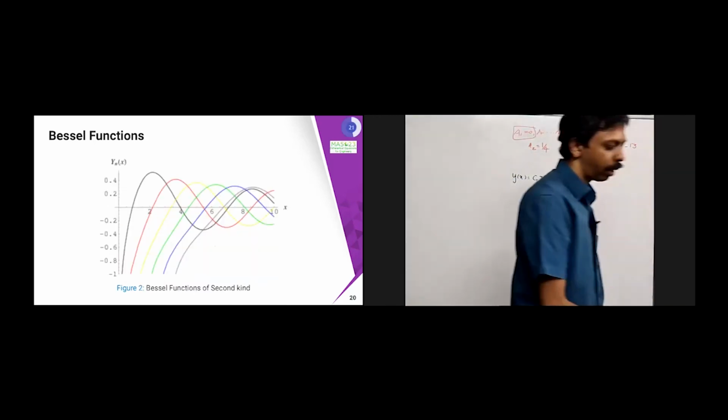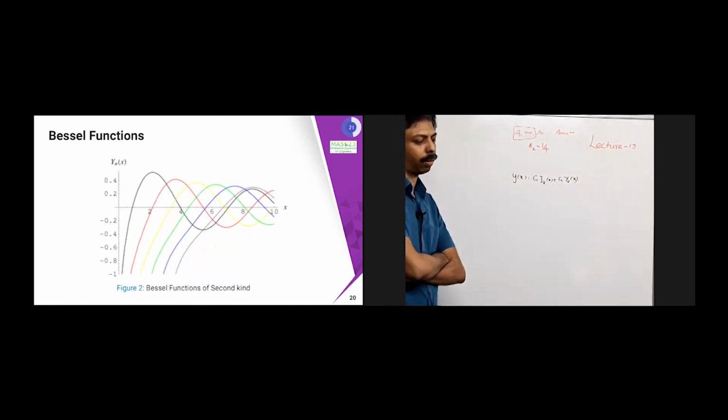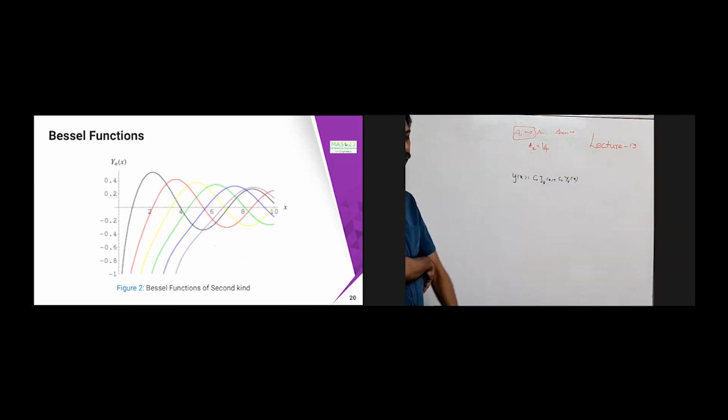Similarly, you can see the figure for the Bessel function of the second kind. As I mentioned, yn tends to minus infinity as x tends to 0. So you can see that the y-axis is an asymptote to this curve. When x equal to 0, it is almost starting at minus infinity, therefore it is coming in this way. This is the Bessel function of the second kind.